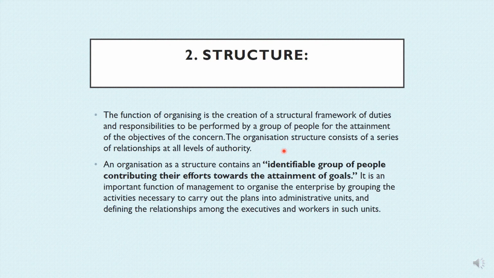The organization structure consists of a series of relationships at all levels of authority. An organization as a structure contains an identifiable group of people contributing their efforts towards the attainment of goals. It is an important function of management to organize the enterprise by grouping the activities necessary to carry out the plans into administrative units and defining the relationship among the executives and workers in such units.